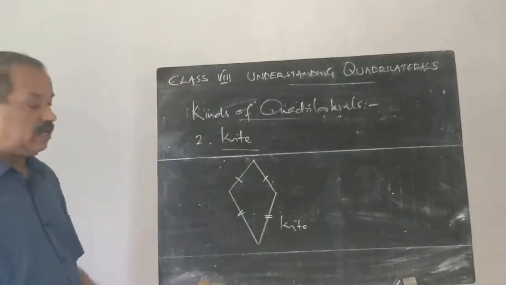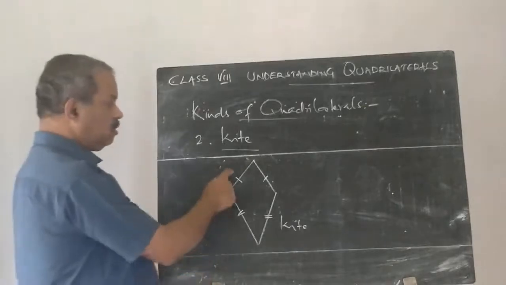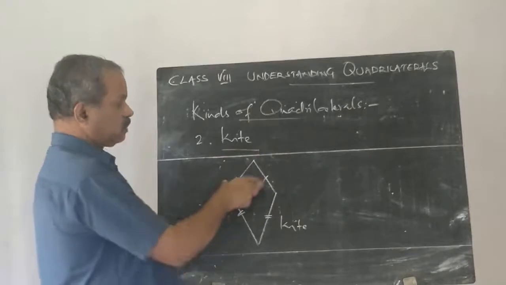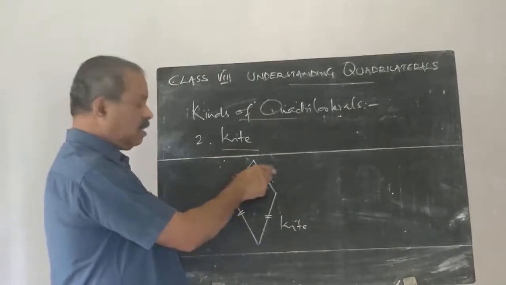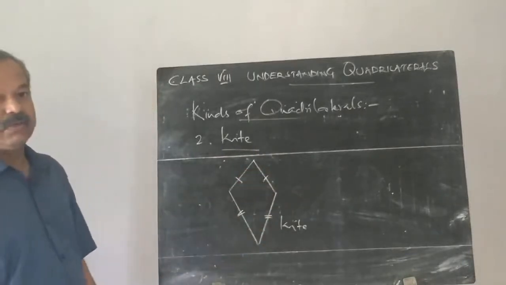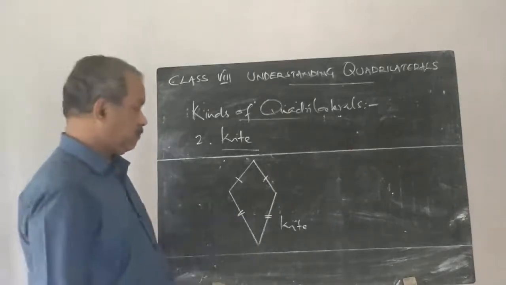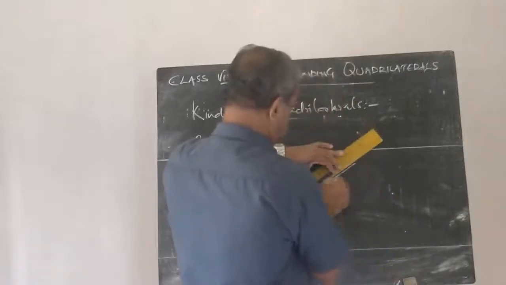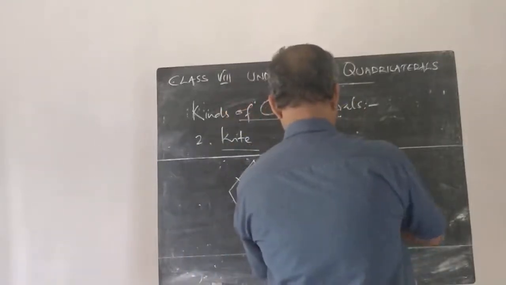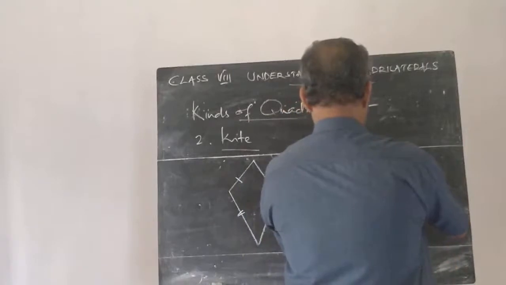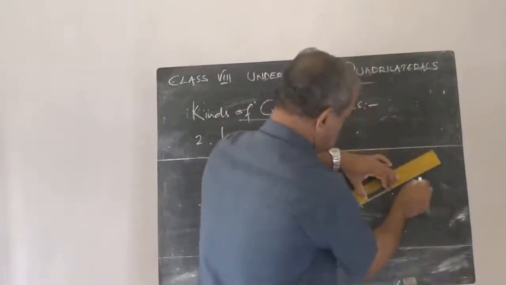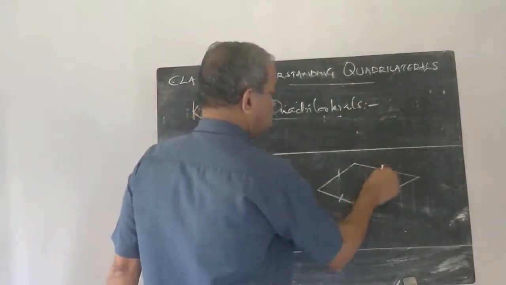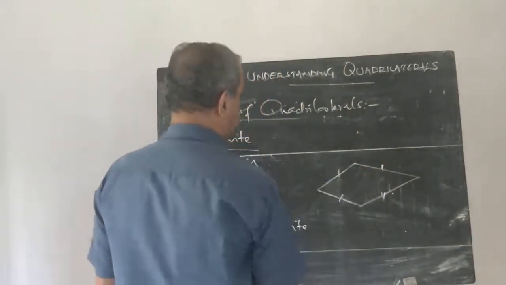Kite is also a quadrilateral. Why is it called a quadrilateral? It has only four sides: 1, 2, 3, 4. And among these four sides, two adjacent sides are equal, another two adjacent sides are also equal. Also, then mark the equal sides. These are equal, these two are also equal. This is also a kite.